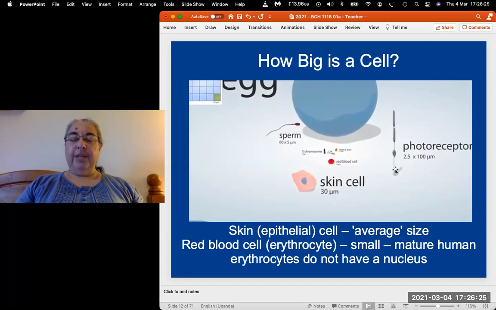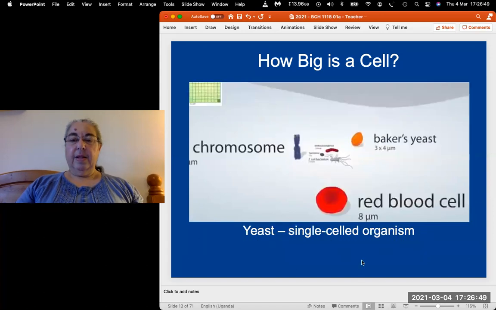Here is a specialized human cell, a photoreceptor, very long, but very narrow. So 2.5 micrometers by 100 micrometers. Zooming in some more, we can see a red blood cell, so much smaller than a skin cell, for instance. So here's the red blood cell.